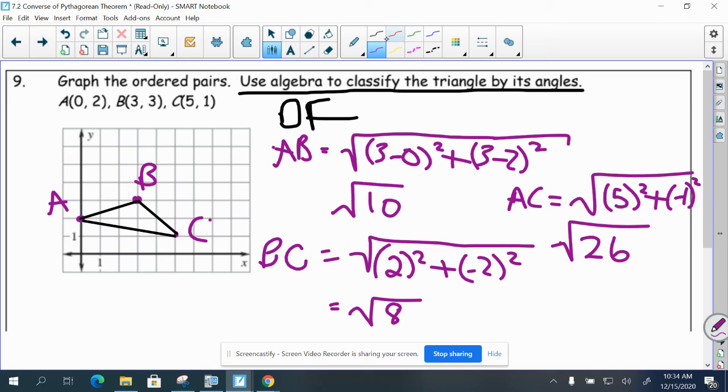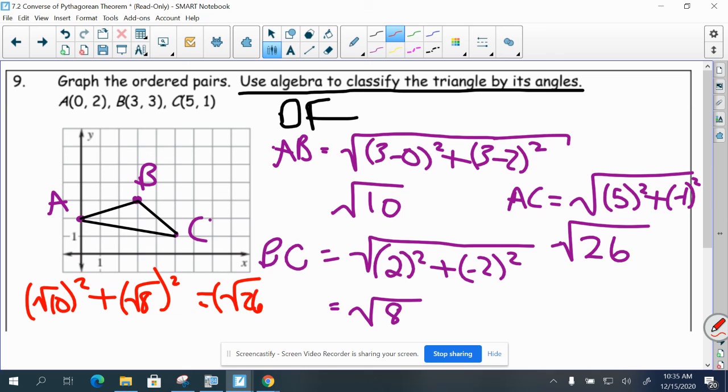All right, so now over here, I'm going to check with the Pythagorean theorem. So this is my longest side, so that would be our hypotenuse if it was. So we would do the square root of 10 squared plus the square root of 8 squared equals the square root of 26 squared. Okay, so then the square roots are just going to cancel out, and we just get 10 plus 8, which is 18, and 26. So since the hypotenuse squared is the longer side, then that would make this an obtuse triangle.